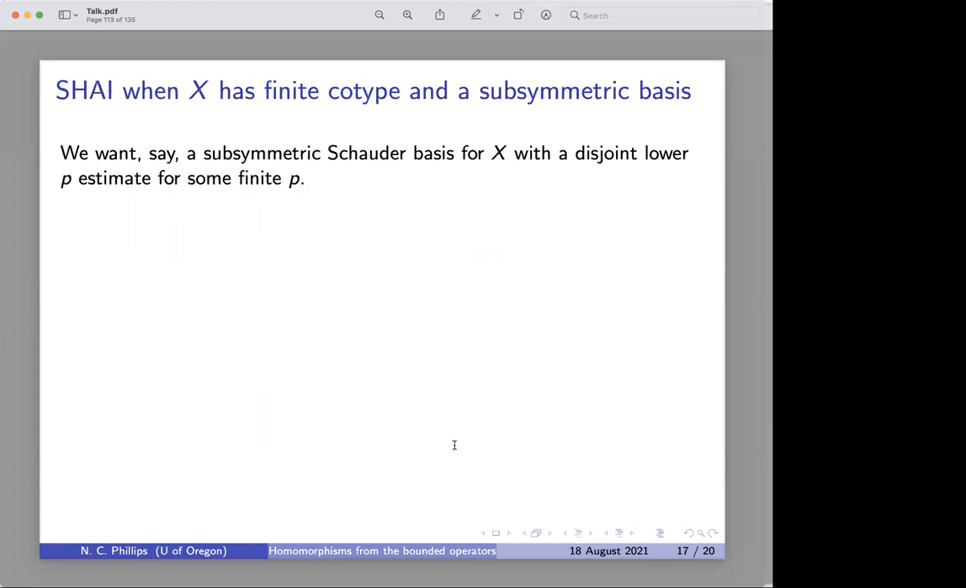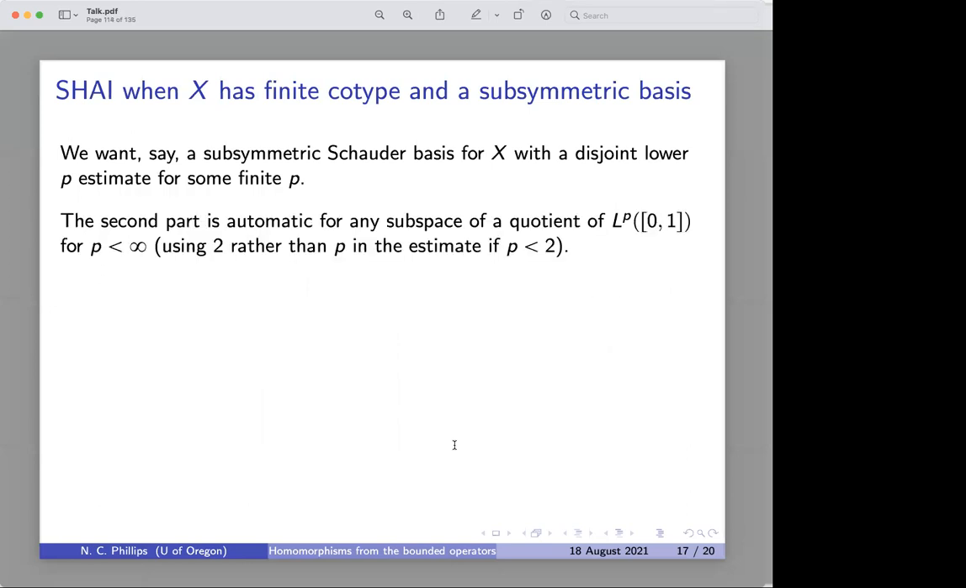Okay, so here is what we want. Say a subsymmetric Schauder basis with a disjoint lower P estimate for some finite P. The second part turns out to be automatic for any subspace of a quotient of LP when P is finite. In the P estimate, if this P is less than 2, then you have to take this P to be equal to 2. This is something that's, I'm sure, well known to many of the people here.